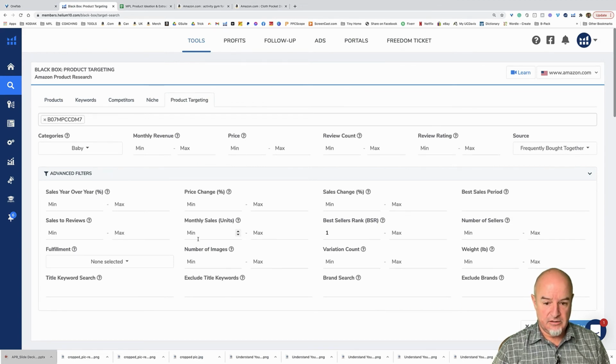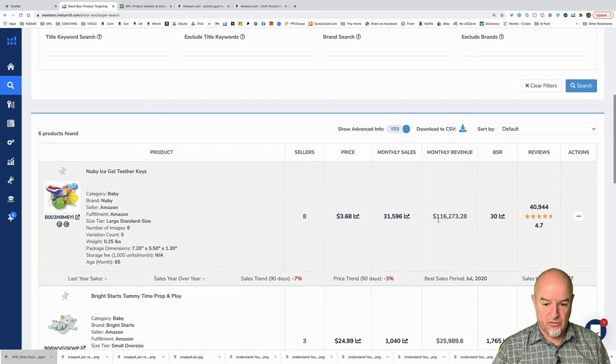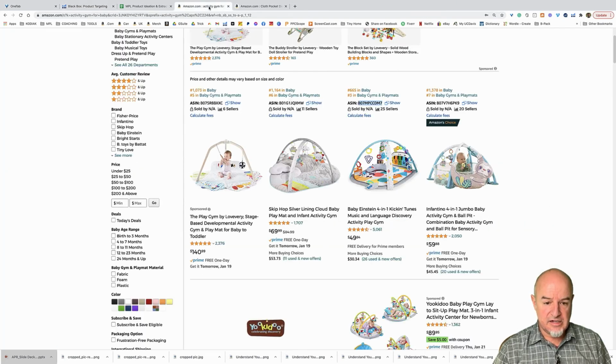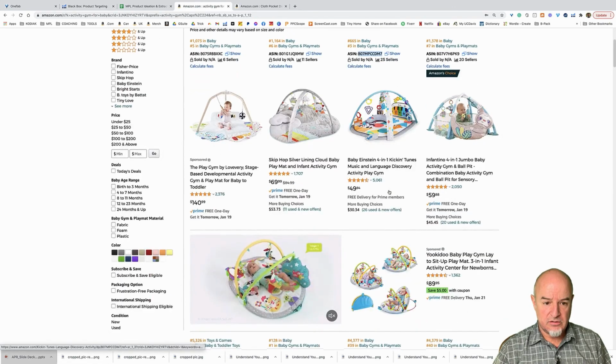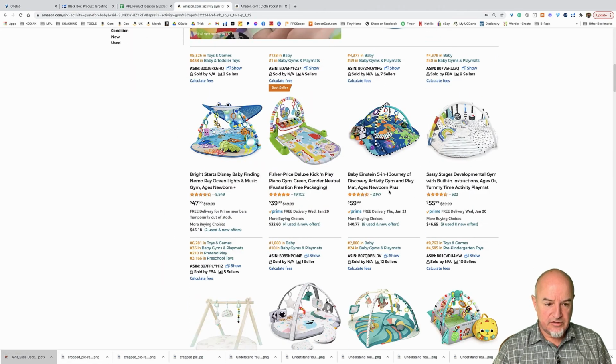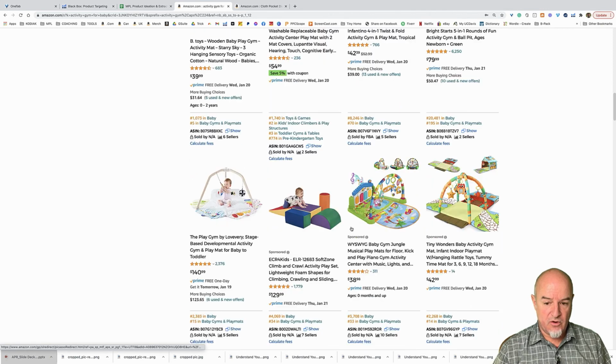And these are selling total for the market 32,000 monthly sales. Total reviews 40,944. So what you'd want to do is go in here and look at your actual product market, which was over here under Activity Gym, and see, is there anybody else in here who has the teether keys that can detach and be used off of the mat with the baby? And if not, perhaps you bundle it with your playmat, or you offer it as another accessory.